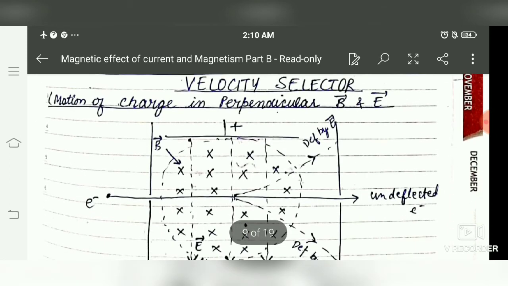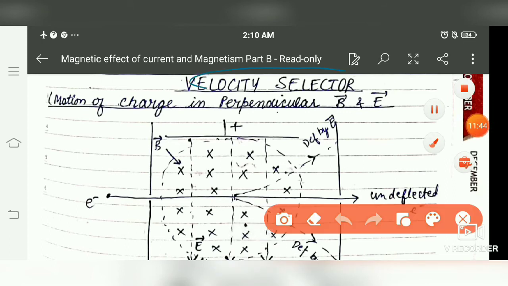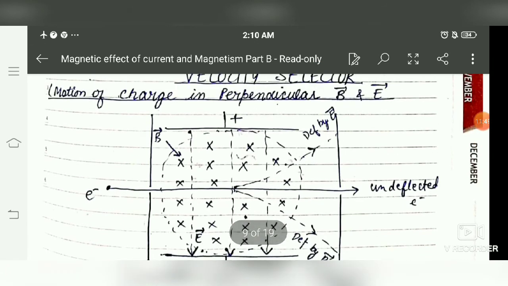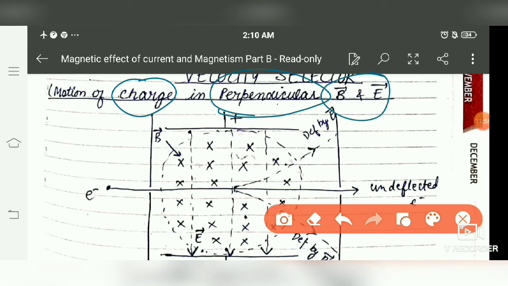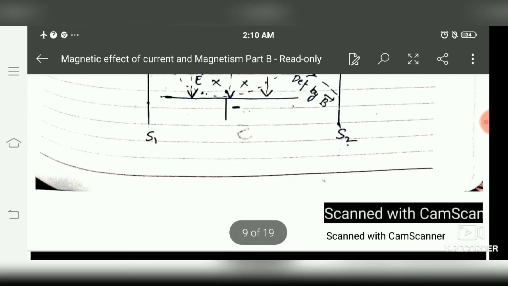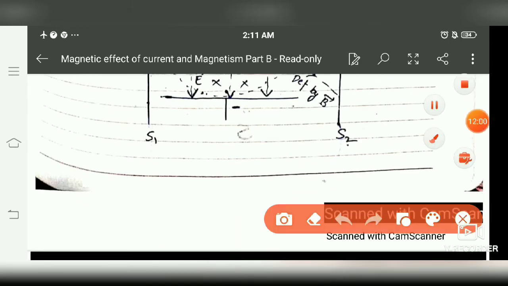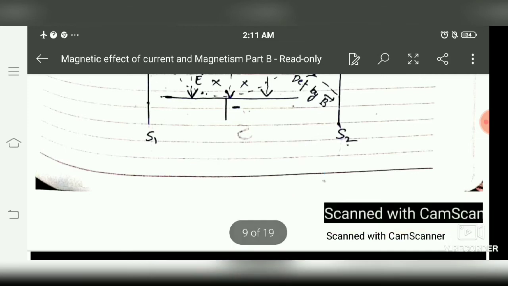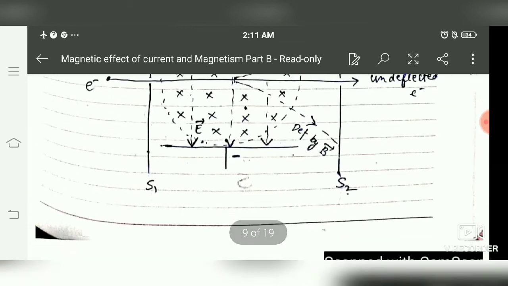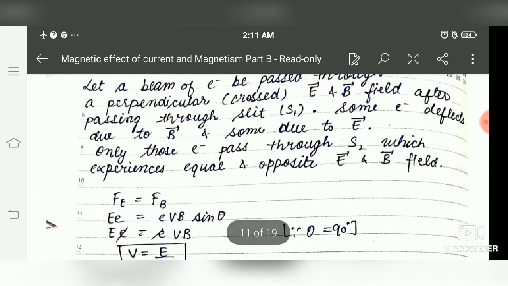Next is velocity selector method. Now, if a charge is suspended in a perpendicular magnetic and electric field, in that case, it will move in a spiral path like this. Its radius keeps on growing always. So these are like concentric circles but with growing radius.